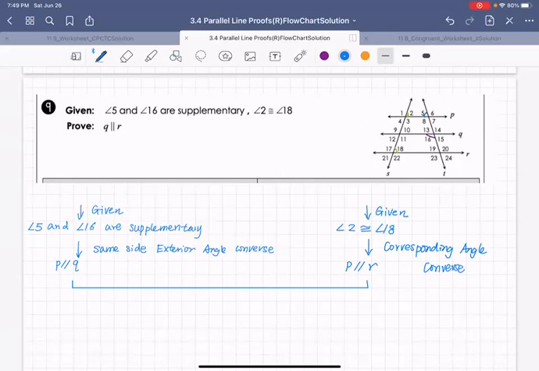Next. Q and R are parallel. Very good. Transitive property. Nice.